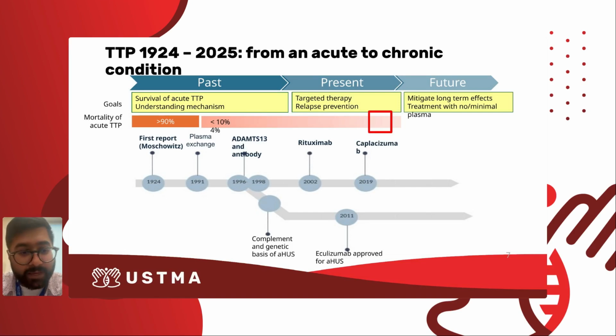I think the formatting of the slide is slightly off, but in that red box should be the 4% kind of seen above the plasma exchange there.